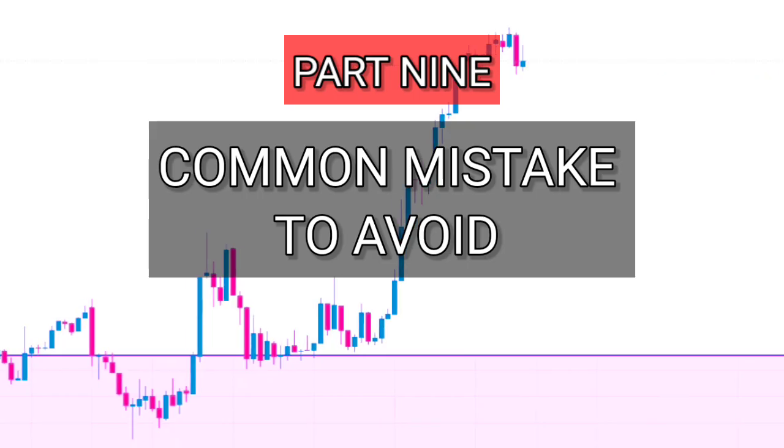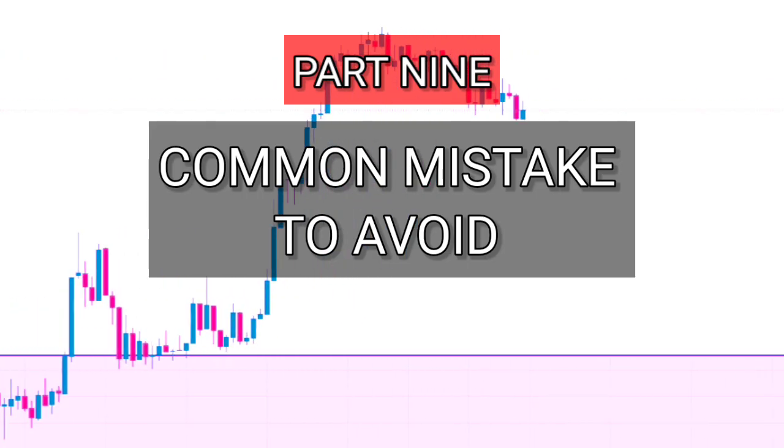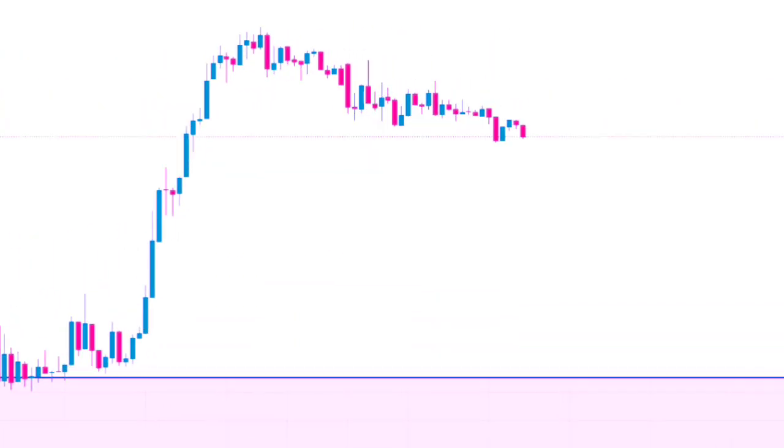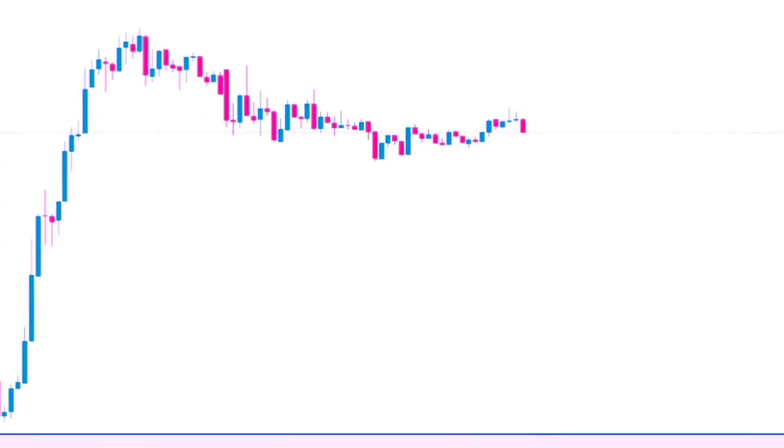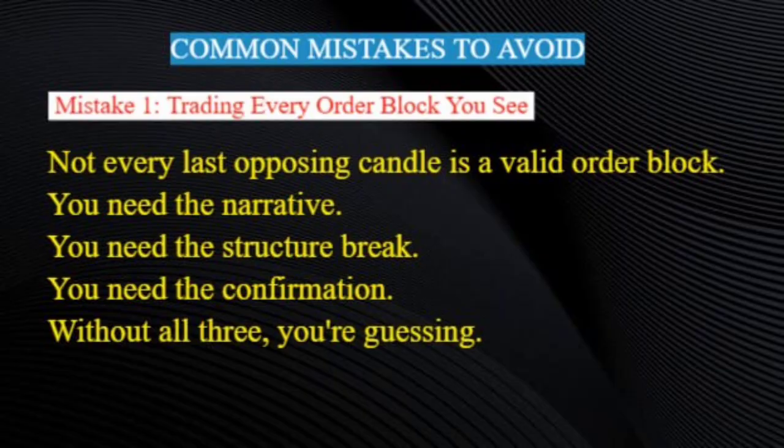Part 9. Common mistakes to avoid. Now let me save you thousands of dollars by telling you what not to do. Mistake 1. Trading every order block you see. Not every last opposing candle is a valid order block. You need the narrative. You need the structure break. You need the confirmation. Without all three, you're guessing.